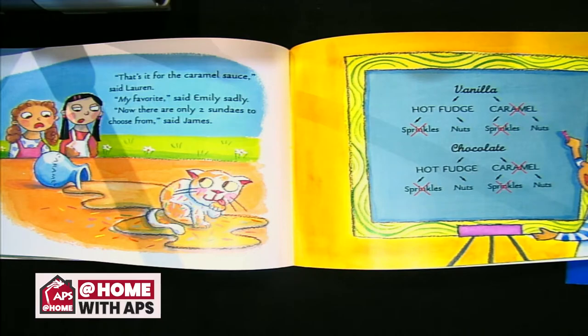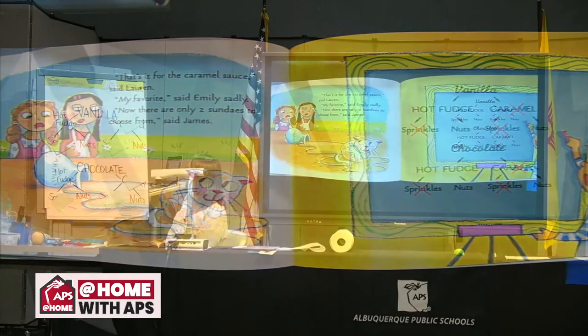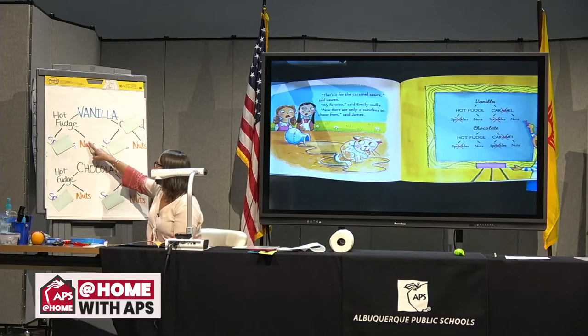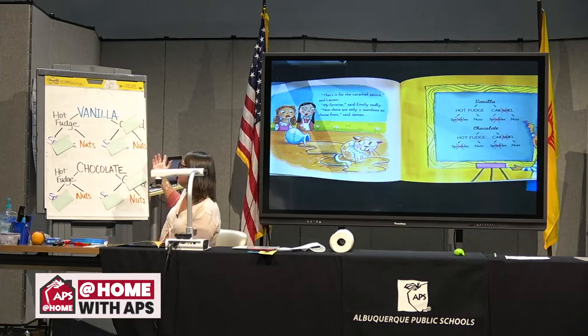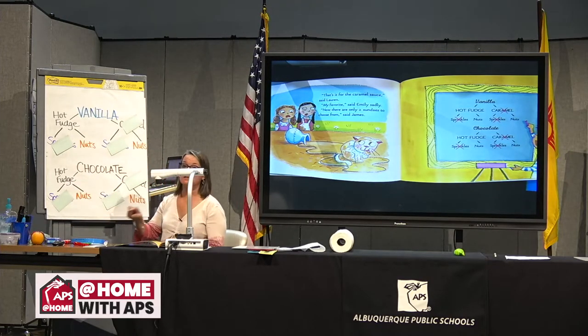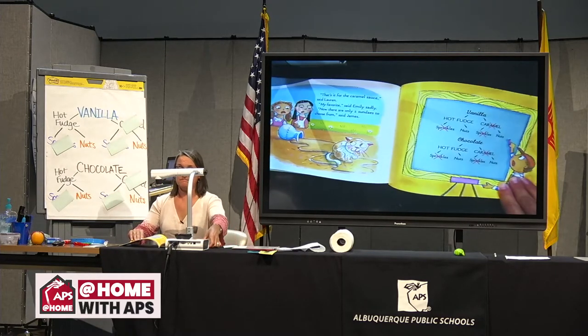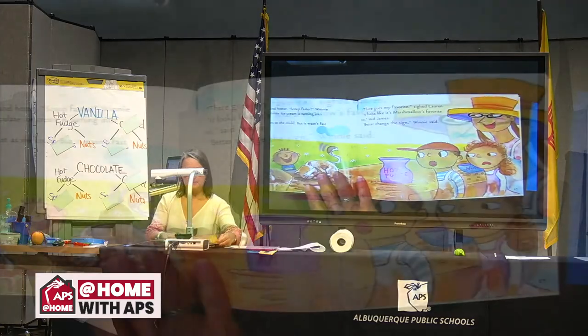Now there's even less sundaes to choose from. How many could we make? We could do vanilla, hot fudge, and nuts, or chocolate, hot fudge, and nuts. Only two kinds of sundaes left. Oh boy, things are changing fast.